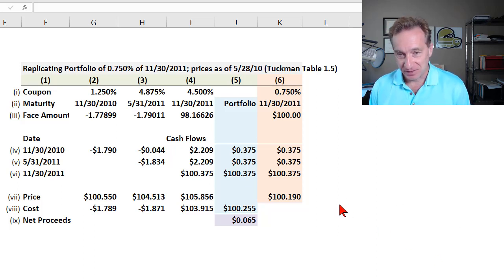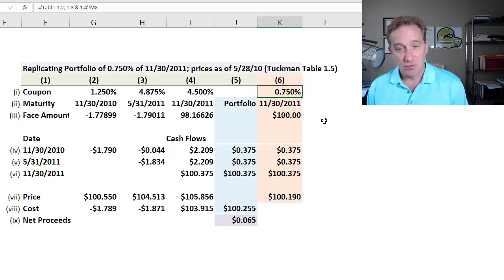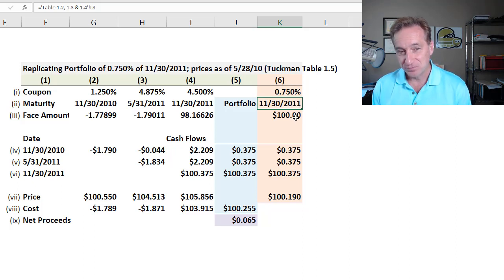It looks a little worse than it is, trust me. What we have here in the final column that I've highlighted in orange is our bond that's trading cheap, right? It's a 0.75% coupon bond, maturing in 1.5 years. Recall, we are conducting this as of May 28th, 2010. This bond that's trading cheap matures 1.5 years later.